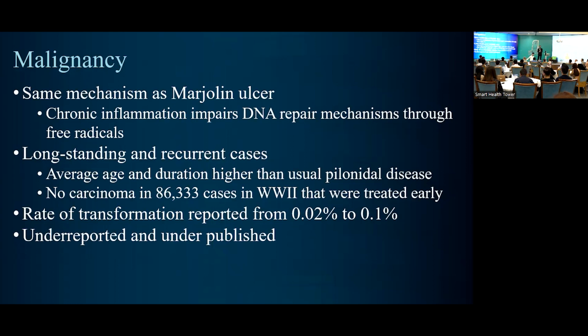It's almost unheard of. And in support of this, there were over 80,000 cases of pilonidal disease in World War II. I couldn't find the original paper, but it was cited in a number of other papers. Probably it's old, it's not indexed in the online repositories, but none of them had carcinoma. Imagine in over 80,000 cases. Why? Because these were soldiers, they were young. And the disease was acute. It wasn't long-standing, they were not old, so none of them had carcinoma. And that's why it's argued that it's related to the duration of the disease and the age of the patient.